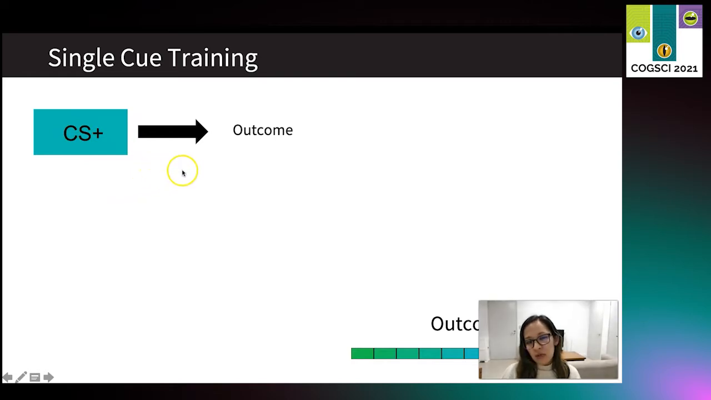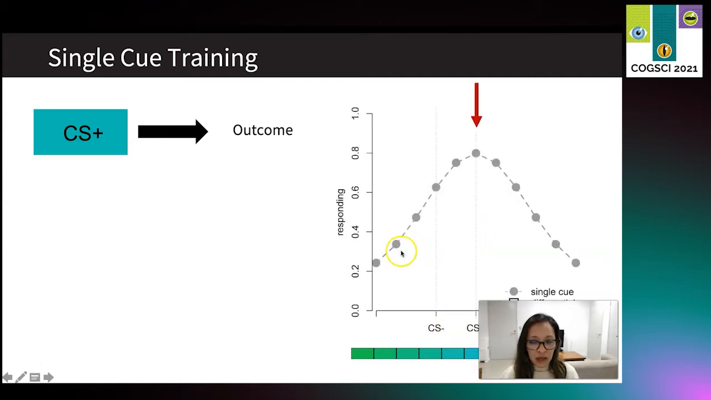And then after that single cue training, we administer a generalization test. We vary a dimension of the CS+. In our experiments, it's typically the color of the CS, ranging between green and blue. We get participants to predict how likely they think the outcome would be for all these other stimuli. When we plot the responses along the dimension, we get a generalization gradient that looks like this: a symmetrical peaked gradient with the highest predictions for the outcome at the value of the trained CS+, for that familiar stimulus.